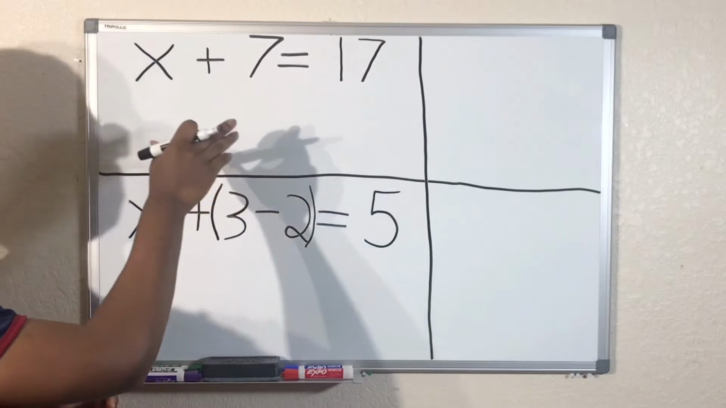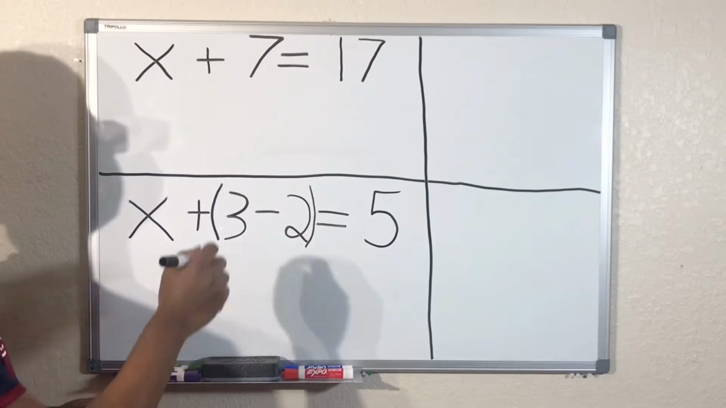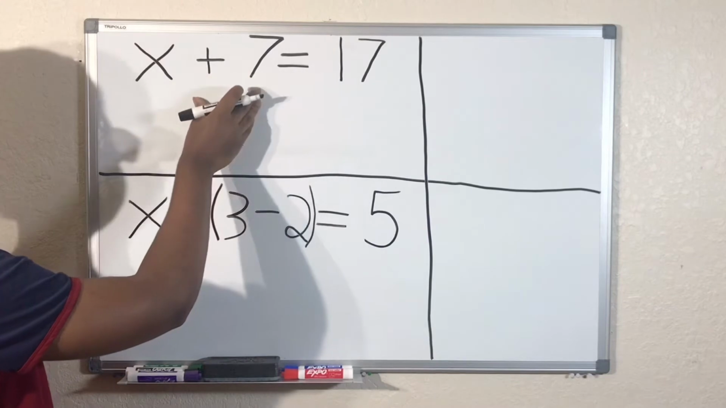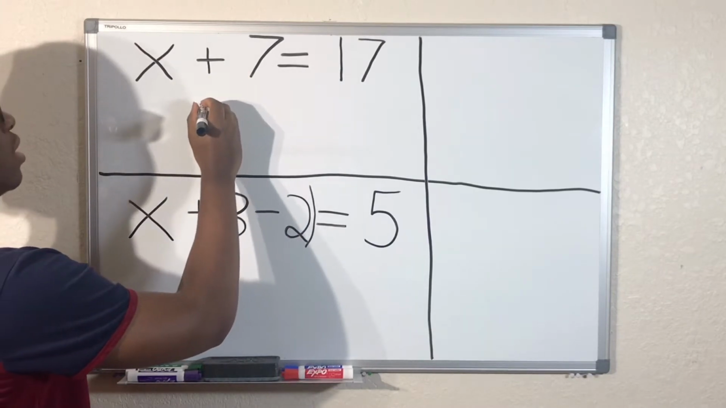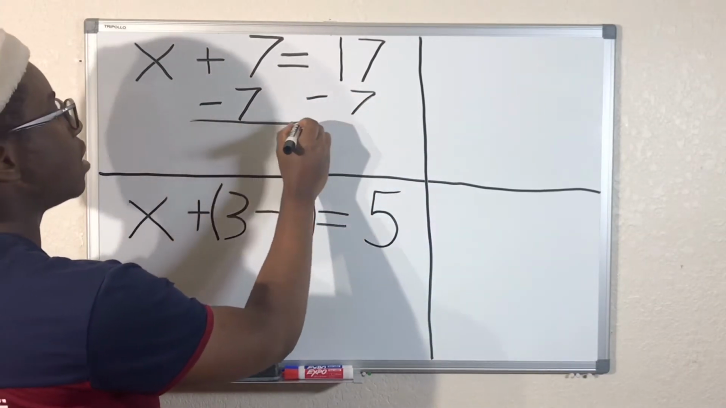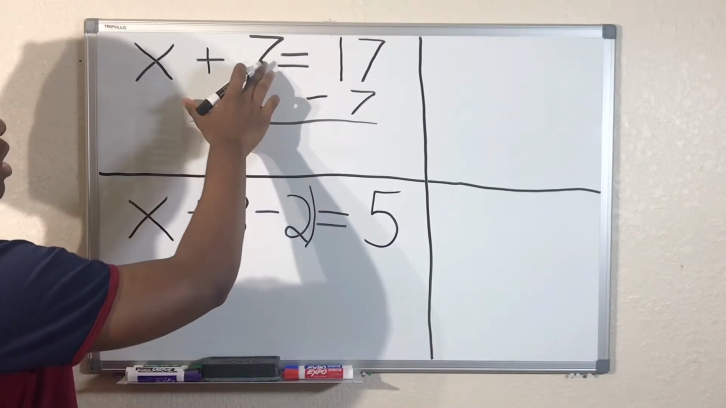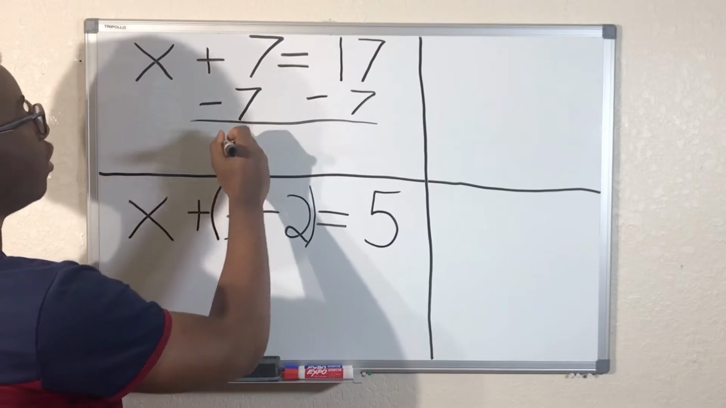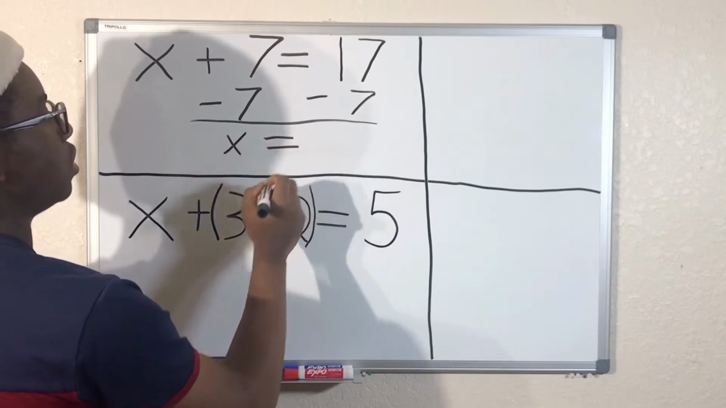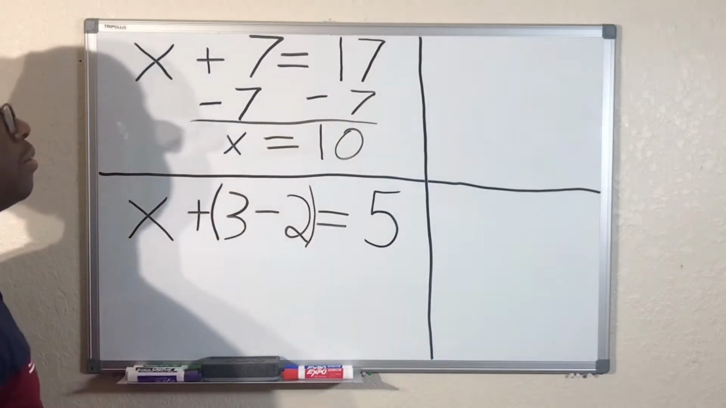Well, in any algebraic equation, whatever you do to one side, you have to do to the other. So first, we're going to take away 7 from this side because we want to get x by itself. And what's the opposite of plus 7? Minus 7, or negative 7. Take away 7 from both sides. Now, we bring everything down. So negative 7 and positive 7 cancel out. So we don't have those anymore. All we have is x. We bring x down, which is equal to 10, because 17 minus 7 is 10.